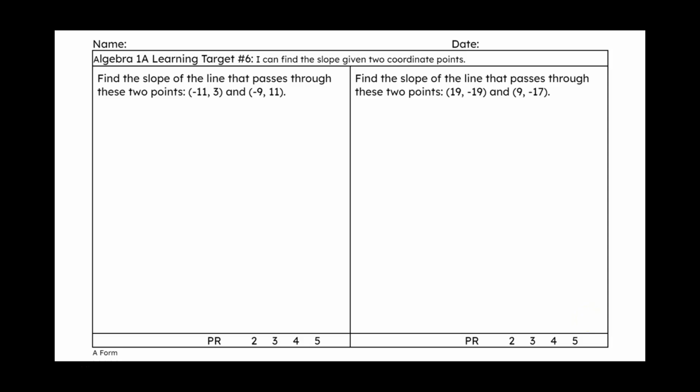This is summer school, high school credit recovery, algebra 1A, learning target number 6. I can find the slope given 2 coordinate points.